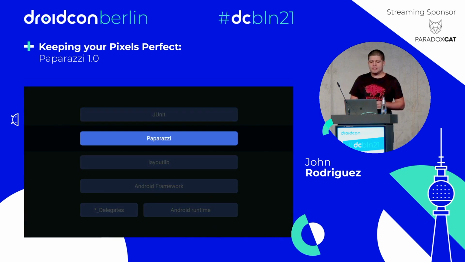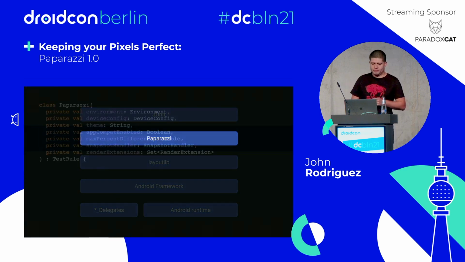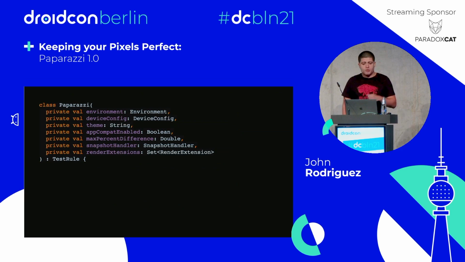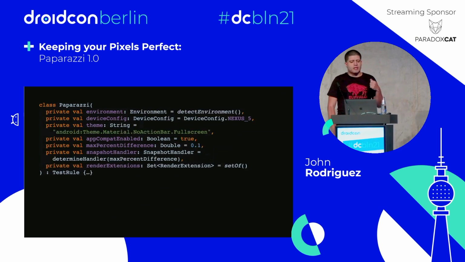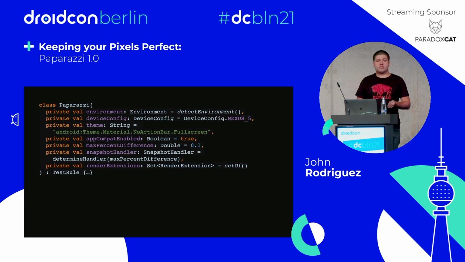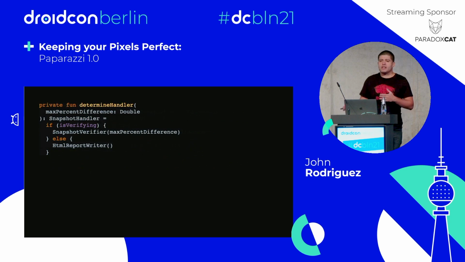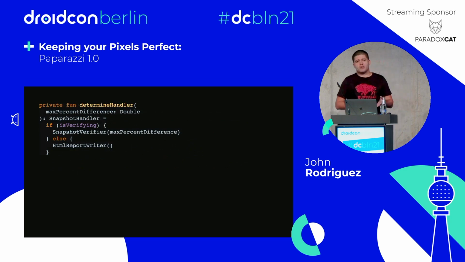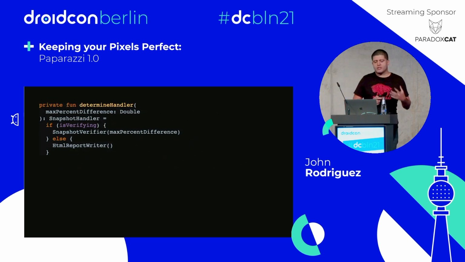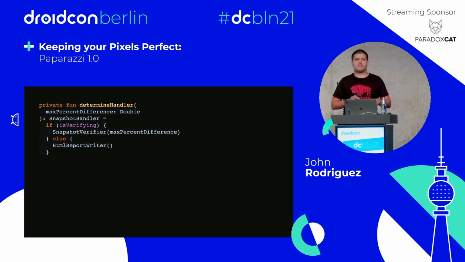So let's go up the stack and now look at Paparazzi a bit more. Paparazzi aims to be configurable to however you wish to test your app. It also aims to provide reasonable defaults. For example, Snapshot handler, depending on the mode that you run it in, test, verify, or record, will either generate the HTML web page, or on CI, which has no reason to generate the report, will simply do verification, a JUnit assertion.